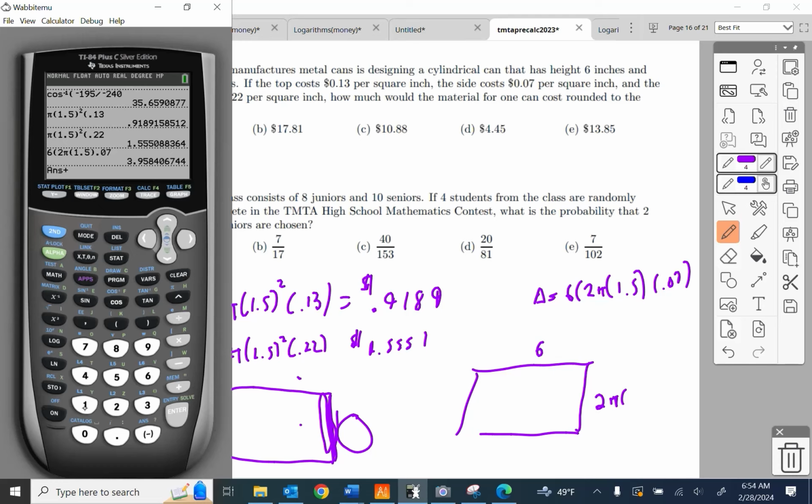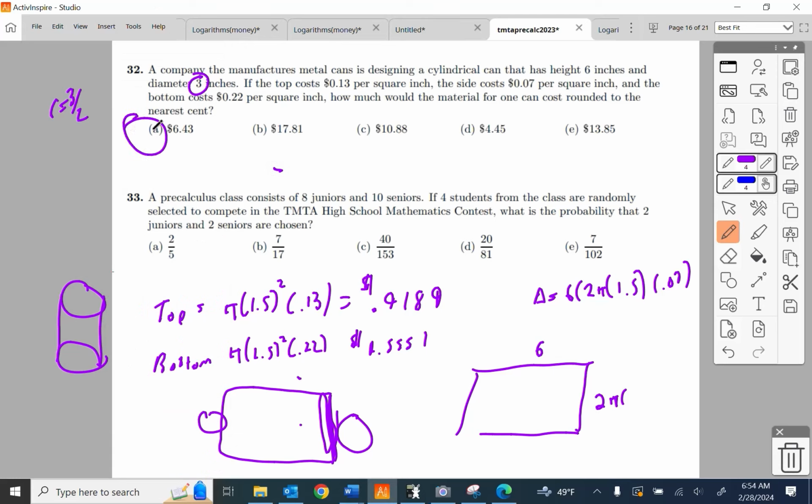Let's add in what I have, plus 1.551 plus 0.9189. So pretty expensive little can to make, $6.43. Choice A.